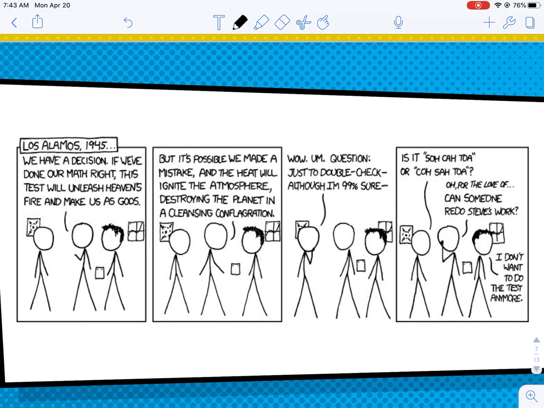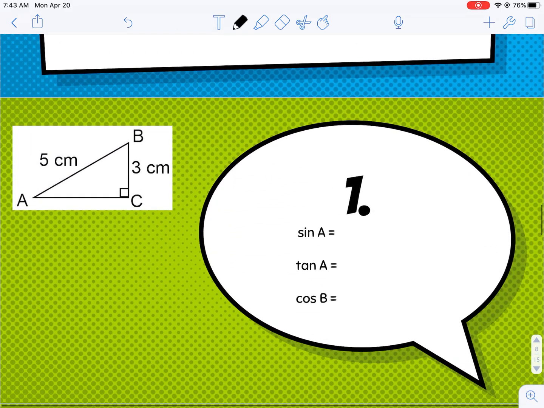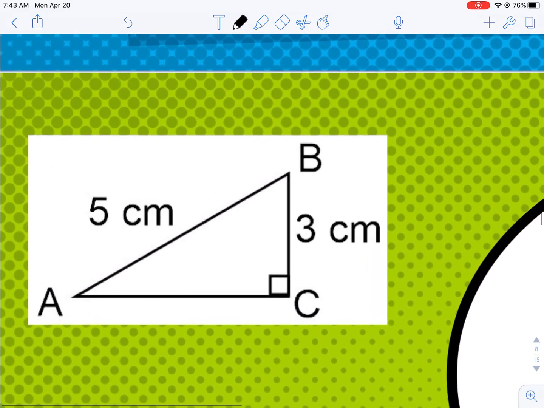Here's a joke about SOHCAHTOA versus COSATOA. COSATOA is not a thing. They're making a joke about forgetting it. If you don't think it's funny or you think it's confusing, that's okay, just delete it. If you do think it's funny, so do I.